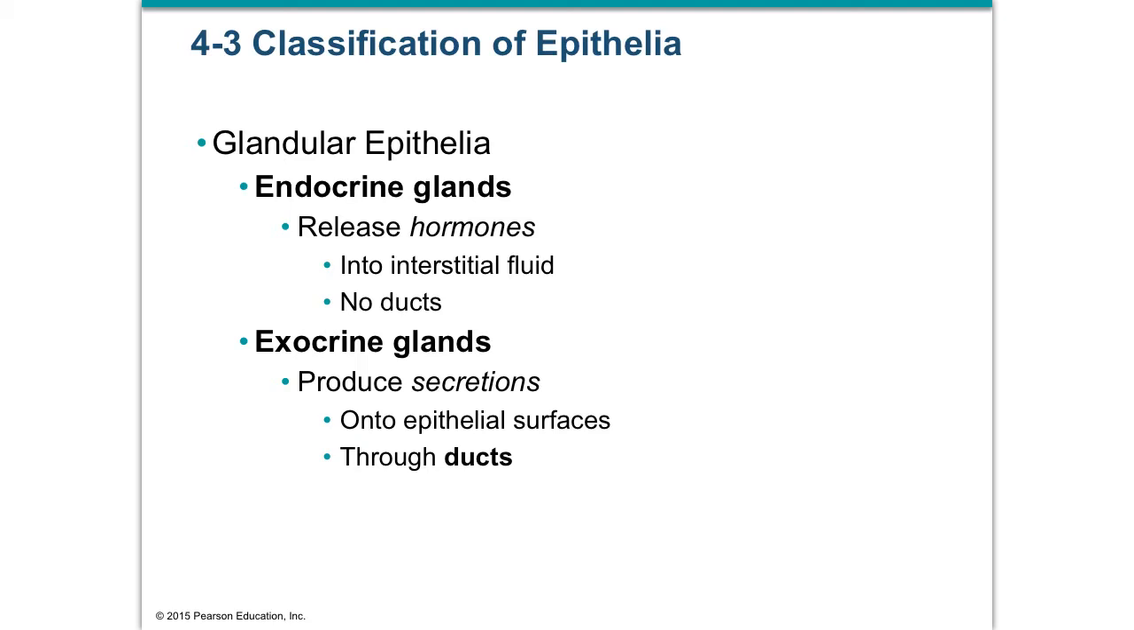You don't need to know this, but they call the fluid that they secrete the hormones into interstitial fluid. I think they secrete it into the bloodstream for the most part. There are no ducts involved in endocrine glands, whereas in exocrine glands they have ducts.